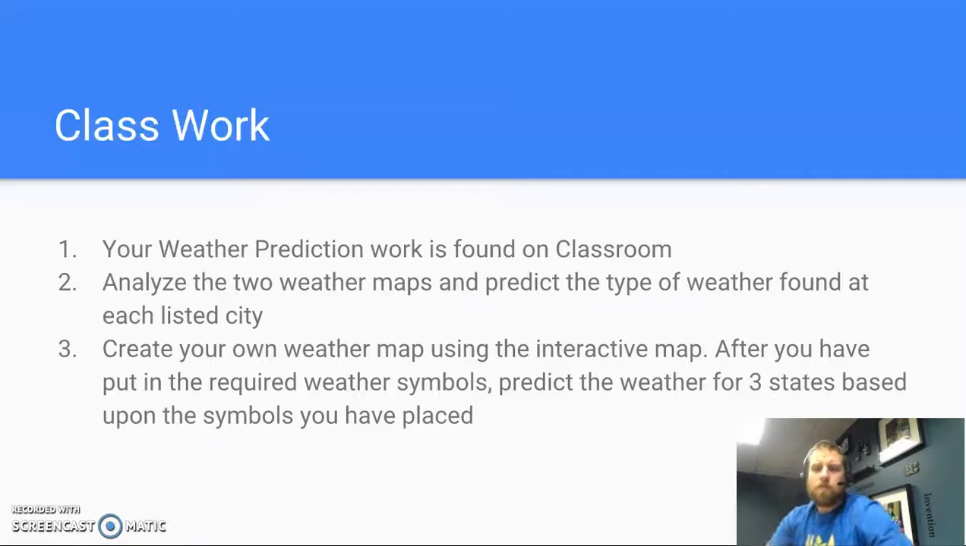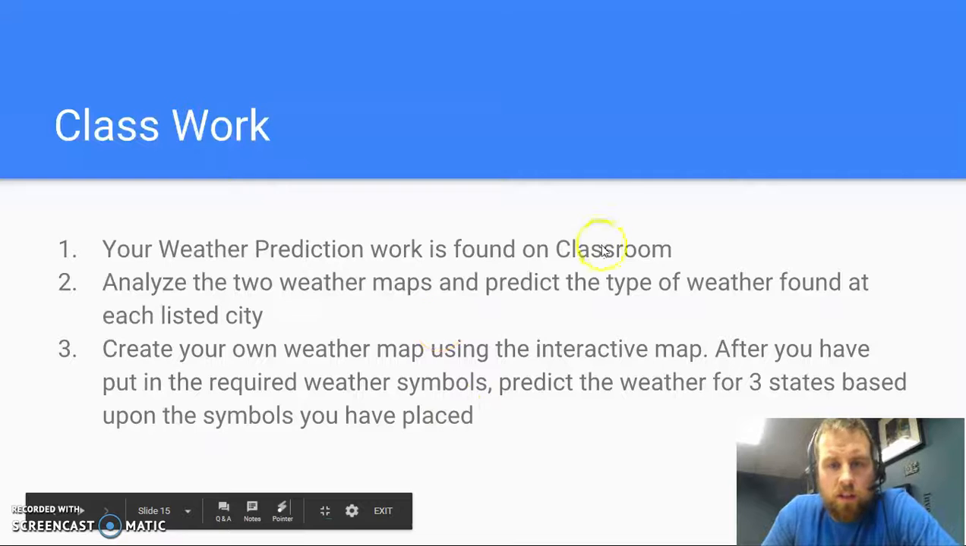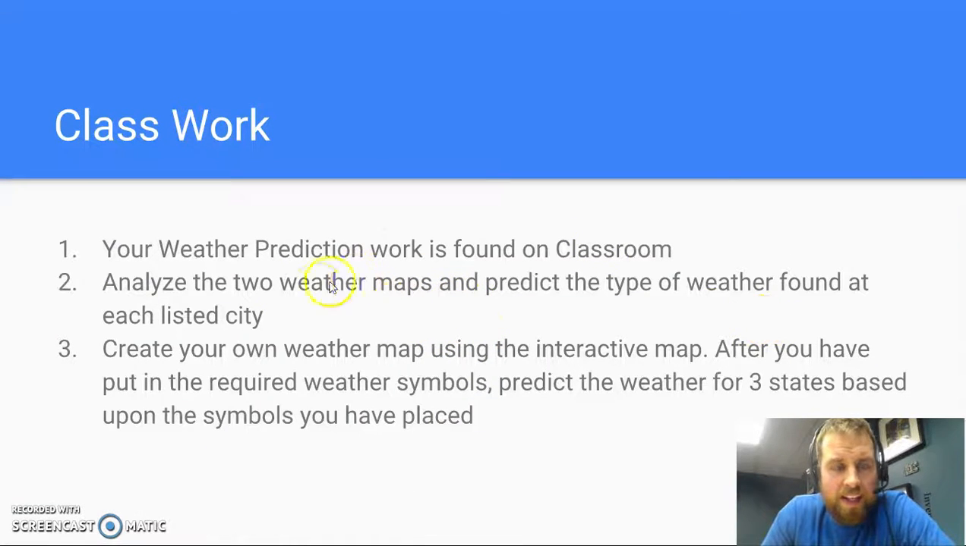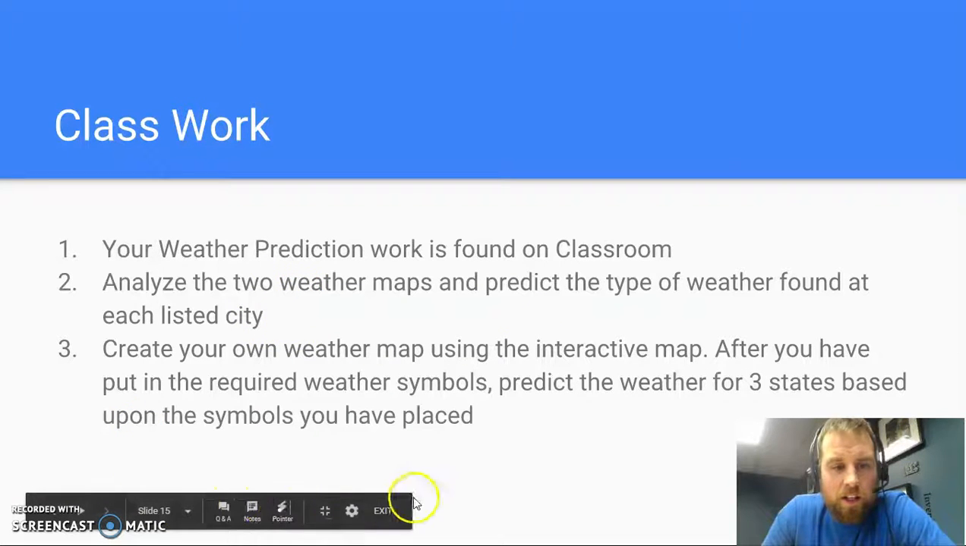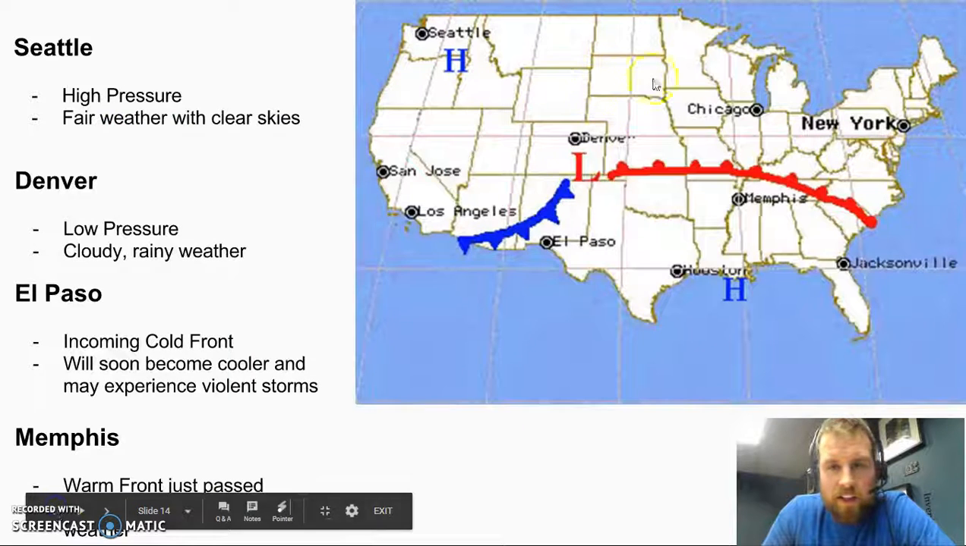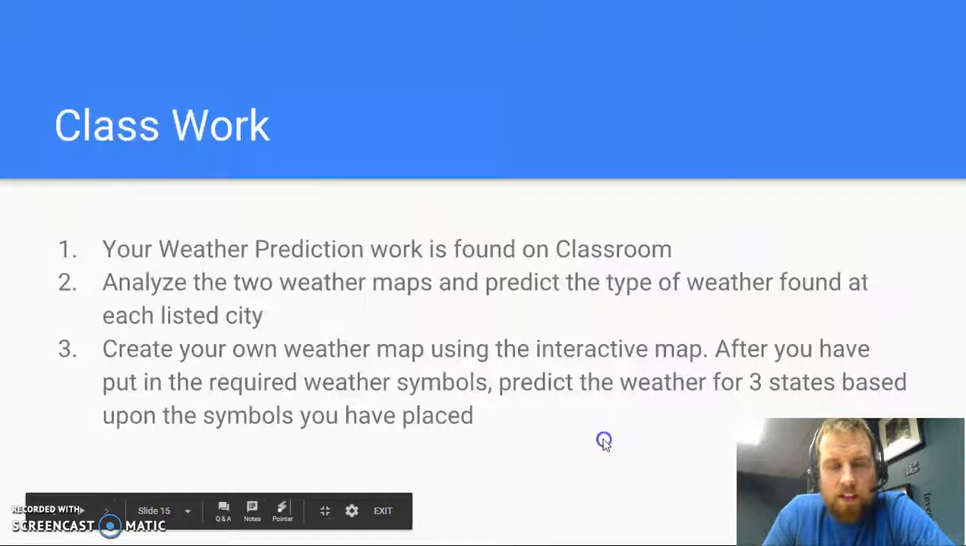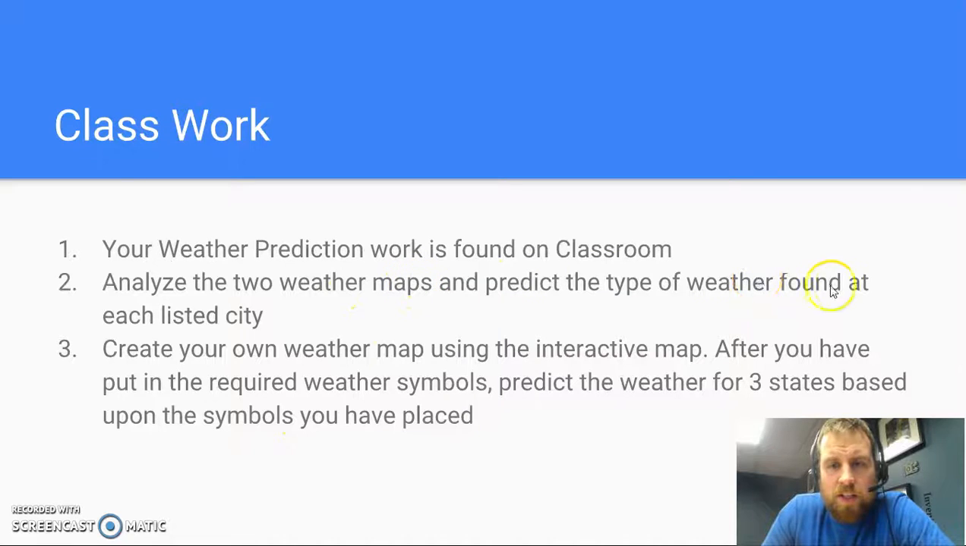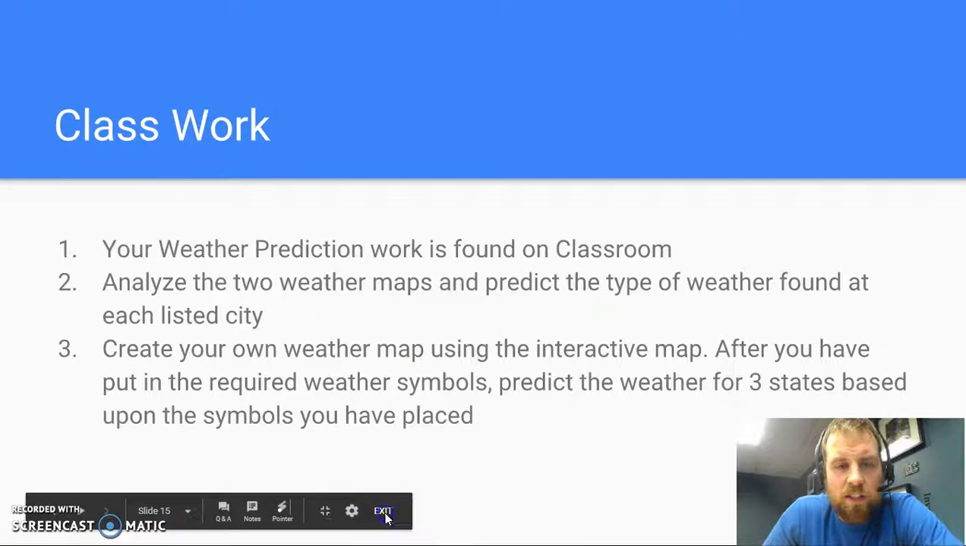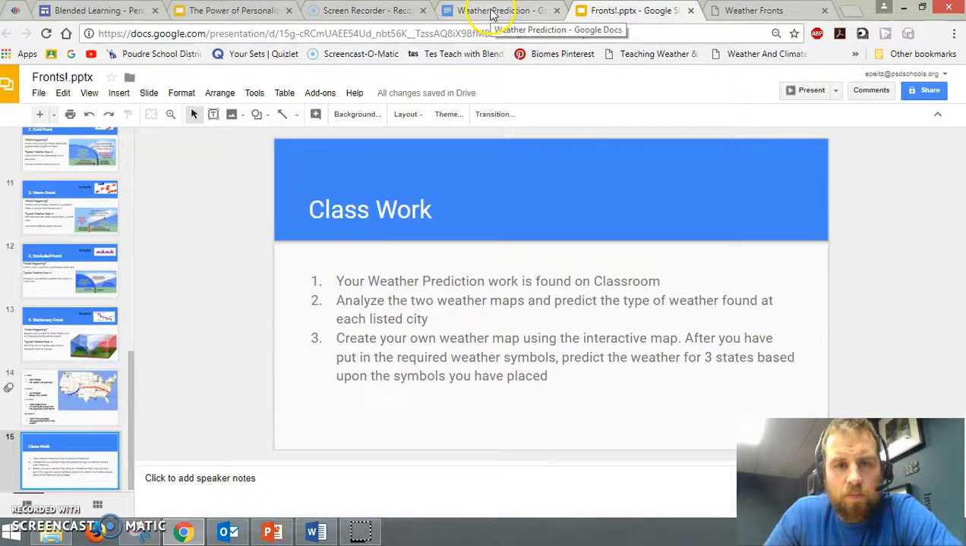Okay, guys, your classwork is found on Classroom. I'm going to have you analyze 2 weather maps and predict the type of weather found at each listed city. So you're going to do things that look just like this. Then you're going to create your own weather map using this really cool interactive tool that I've posted. After you have put in the required weather symbols, predict the weather for the 3 states based upon the symbols you've just placed. So let's take a look really quick at that homework.